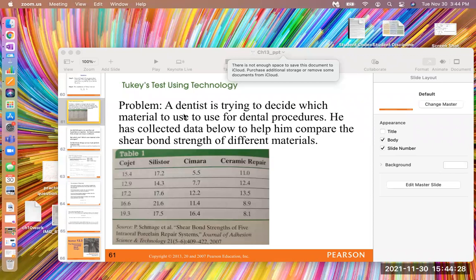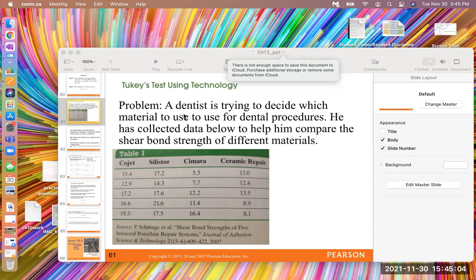I'm just going to show you how to read the outputs from the calculator, and we won't worry about inputting the data into the calculator so much for this particular portion. A dentist is trying to decide which materials to use for dental procedures. He has collected the data below to help him compare the shear bond strength of different materials. He wants to make replacement teeth, crowns and fake teeth, and he wants to find the strongest material so that it does not fall apart, right?